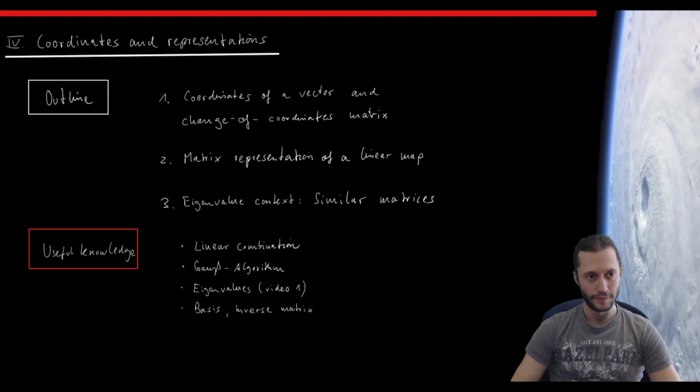And in chapter 3, we are finally closing the loop back to the eigenvalues and stumble upon similar matrices, and then we know what the connection is.